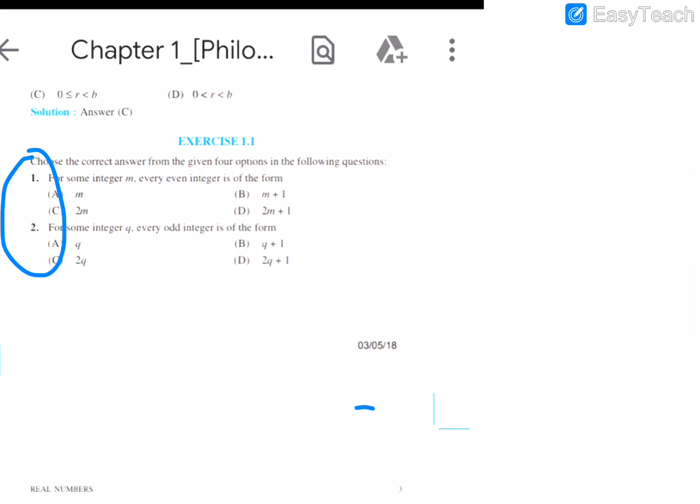Any integer: an even integer is of what form and an odd integer is of what form? If you carefully observe, in almost all cases we have 2 as common. So let's see how we have to do this. You remember Euclid's division lemma. In that we had one concept. We will be doing that.